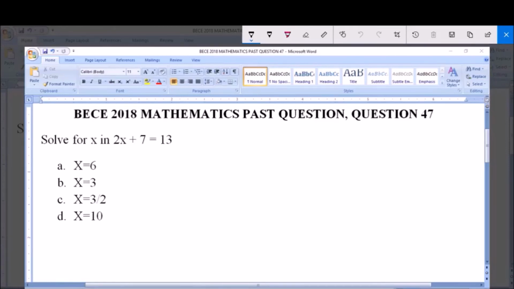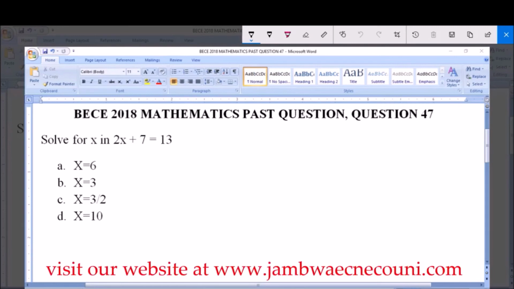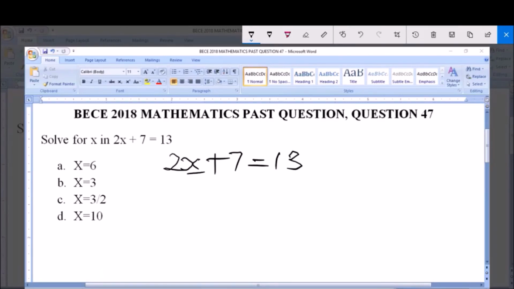So we have to solve for x in this equation. We have to find x in this equation: 2x plus 7 is equal to 13. Now to solve for x, we remove the 7 from here and bring it into the right hand side. And so we say, subtract 7 from both sides.